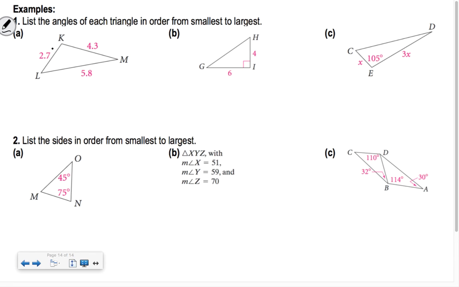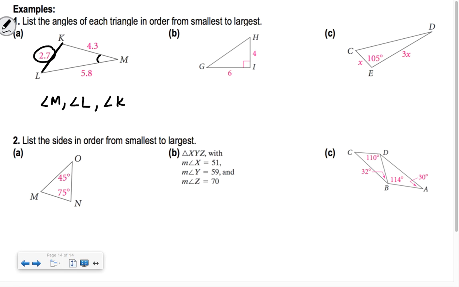So the smallest side was KL. Well, what's across from it? Angle M. So we're going to start with angle M. That's going to be the smallest. Then what are we going to have? Angle L. And then the last one, angle K. Yep. All right, so you can write angle M, L, and then K. All right, so then what else do we have?